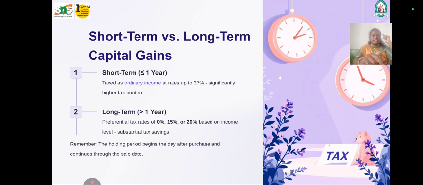Before that, kindly remember that the holding period begins the day after purchase and continues through the sale date. So hope the short term and long term are clear. Short term means before 6 months, long term means after 6 months. In short term, the rate is actually up to 37%, which is a significantly higher tax burden. But while coming to long term, preferential tax rates are 0 to 20% based on the income level.